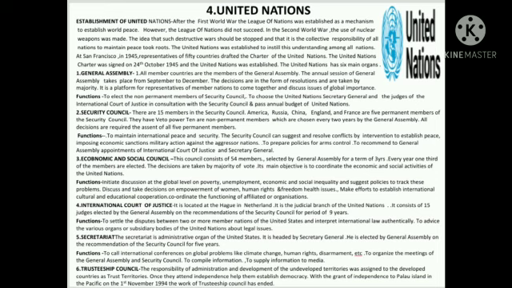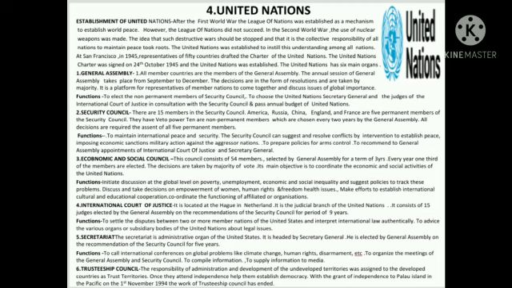importance. The main functions of General Assembly are to elect the non-permanent members of the Security Council, to choose the United Nations Secretary General, as well as judges of the International Court of Justice in consultation with the Security Council, and pass the annual budget of the United Nations.